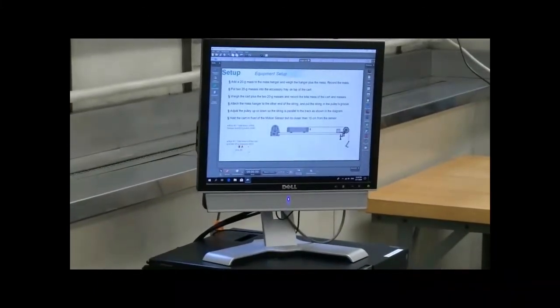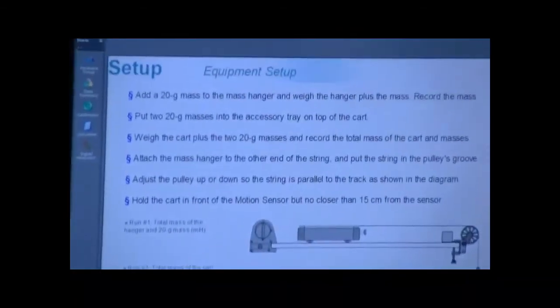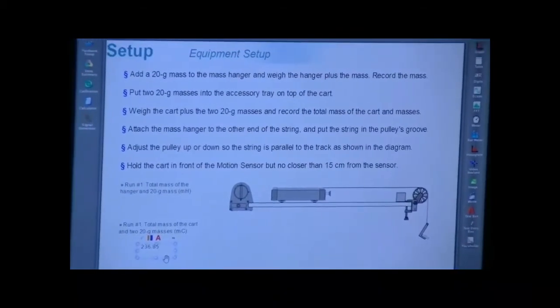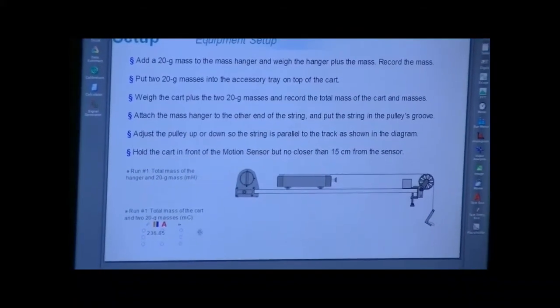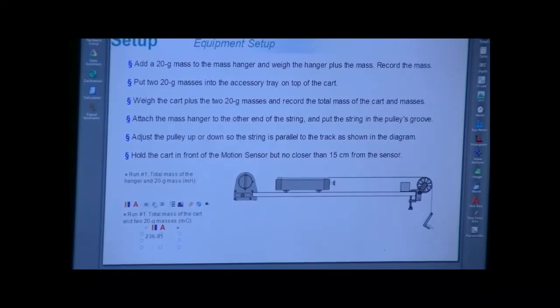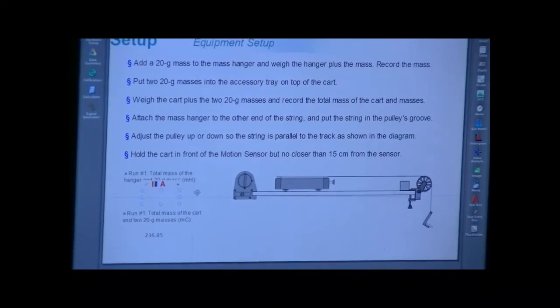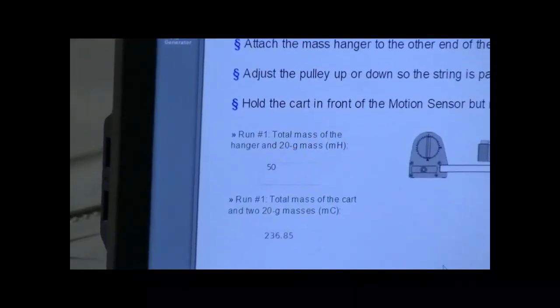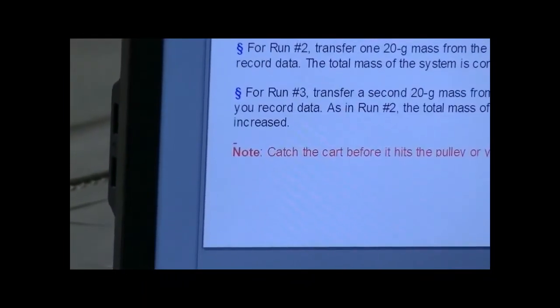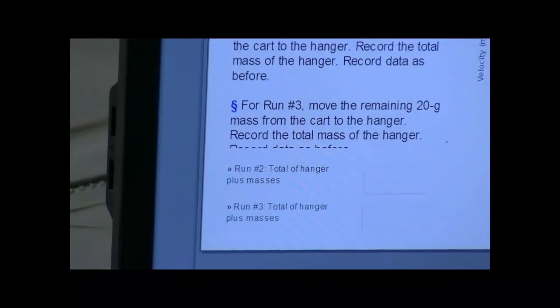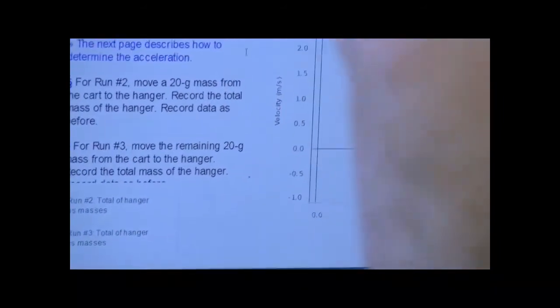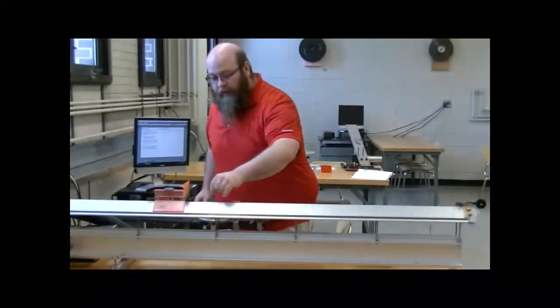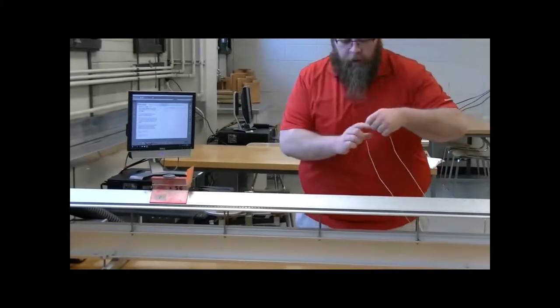I'm just estimating that 0.05 because it's in between the 0.8 and the 0.9, so I'm just going to say it's 0.85. Total mass of our hanger is going to be 50 grams for the first run, since it's a 50-gram hanger. And so we're going to do our runs. So the first run is just going to be with both 20 grams on our cart and no extra mass other than the 50 gram on our hanger.